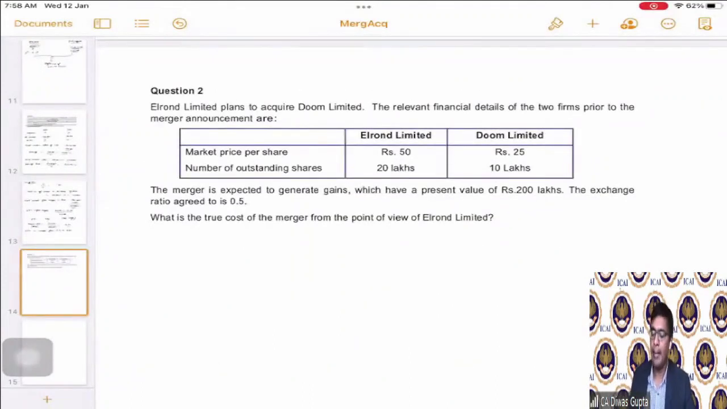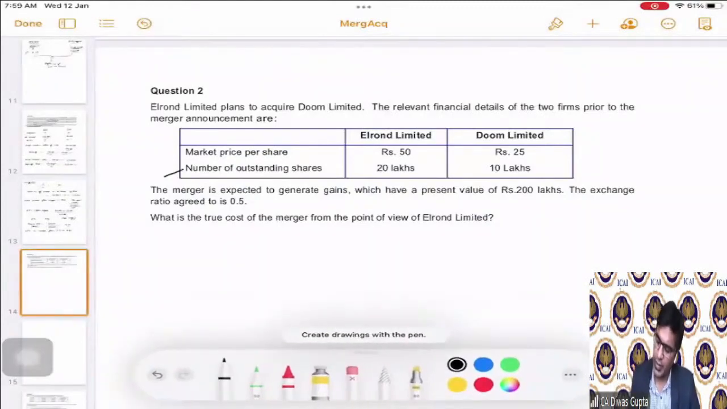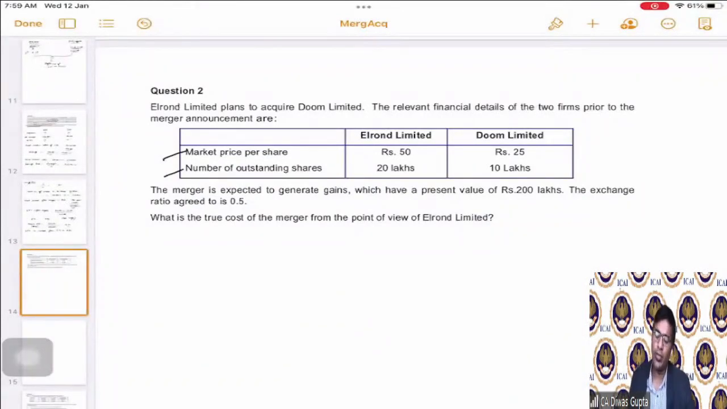Question number second. Elrond Limited plans to acquire Doom Limited. The relevant financial details of the two firms prior to the merger announcement are. So there are two companies. One is Elrond Limited. Second one is Doom Limited. And Doom Limited is the target company. Elrond Limited is the acquiring company. The relevant financial details of the two firms prior to the announcement are the market price and the number of shares outstanding, which are also given: 50, 25, 20 lakh and 10 lakhs. The merger is expected to generate gains, which has a present value of 200 lakhs. This is a synergy gain that is given.